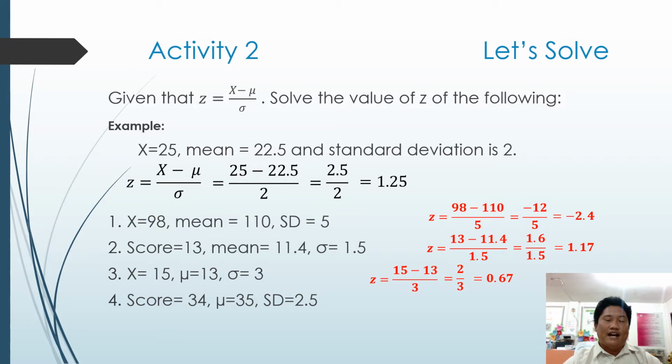And for the last item, we have here score 34, mu, which is 35, and our SD is 2.5. Again, use the given formula. By substituting the given to the formula, we have here 34 minus 35 all over 2.5 is equal to z. And then we have here negative 1 divided by 2.5. And we come up with an answer of negative 0.4.